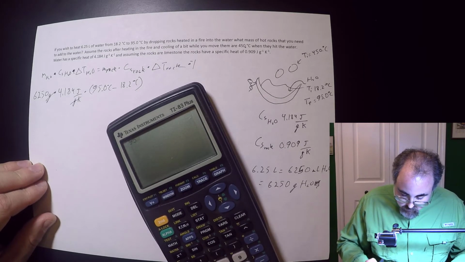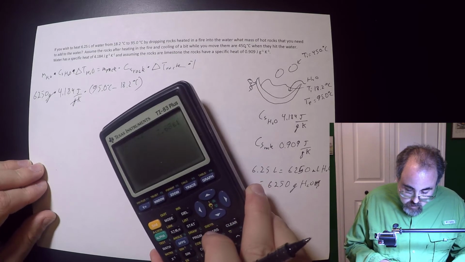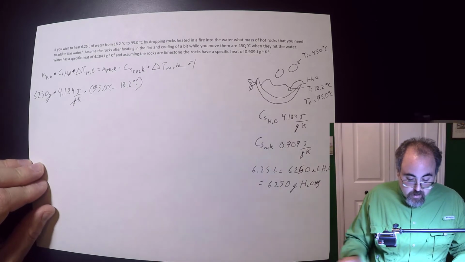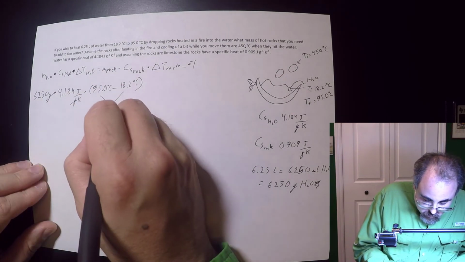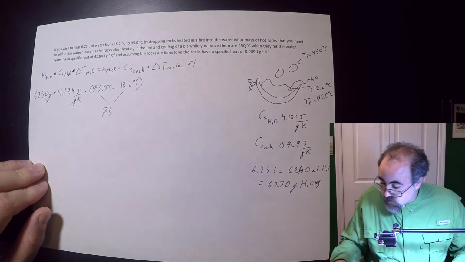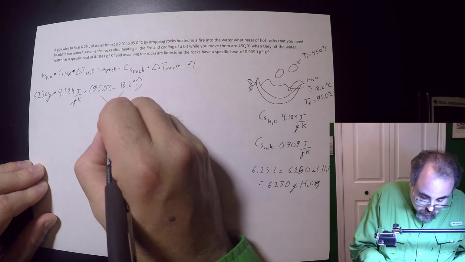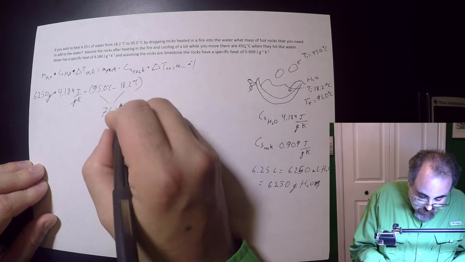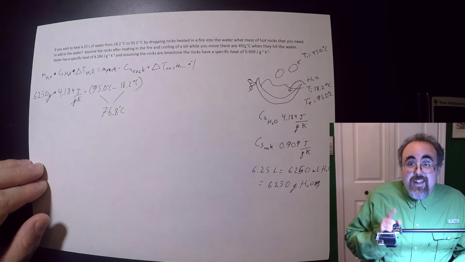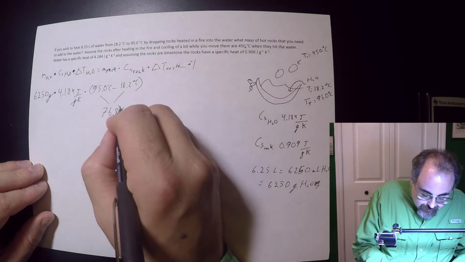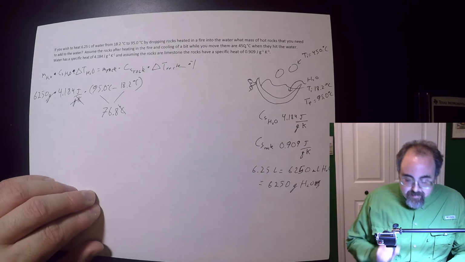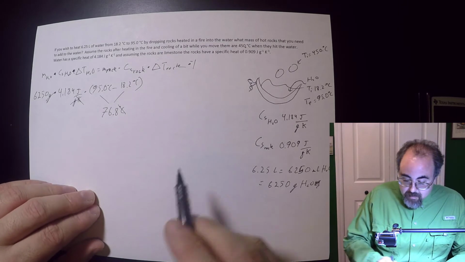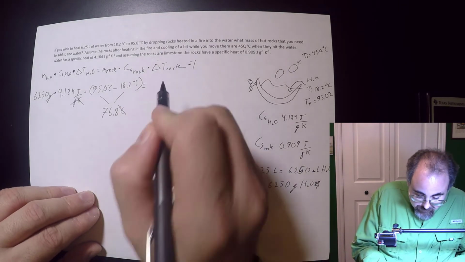So 95 minus 18.2 gives me 76.8. It's 76.8, yeah, it was. And in this case, and in this case only, because this is a delta T, I can cancel those two. Normally you cannot do that. But because this is a delta T, I can. And I'm going to regret using this much paper because I have to do more.